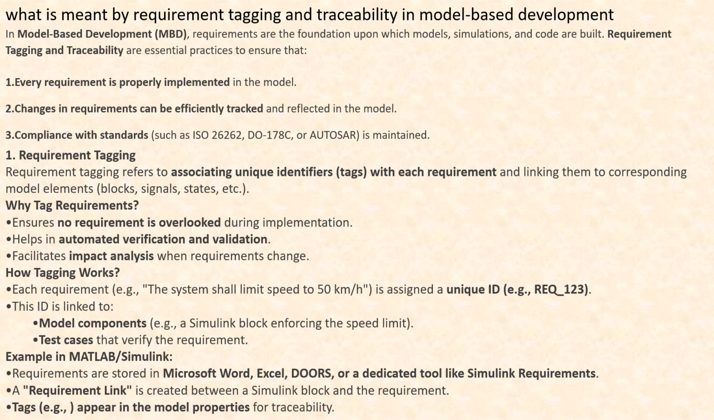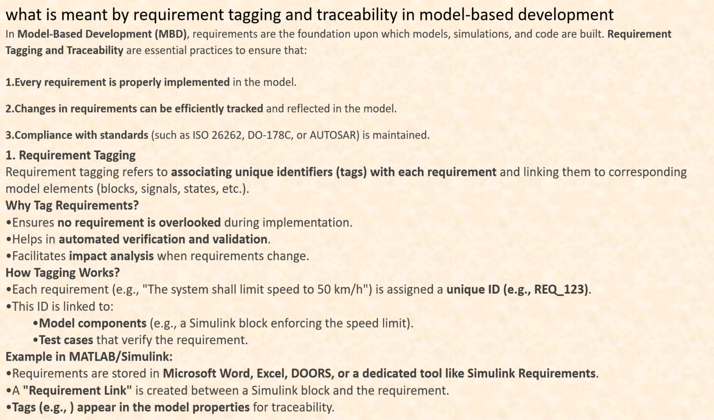To ensure all the requirements mentioned by the OEM to the tier 1 are captured in the further development, which includes compliance with standards, which includes the changes in the requirements, and which includes the proper requirement implementation. Now let's elaborate on requirement tagging. Requirement tagging refers to associating unique identifiers with each requirement and linking them to corresponding model blocks.